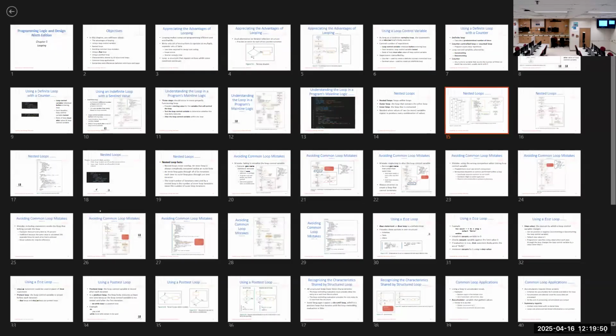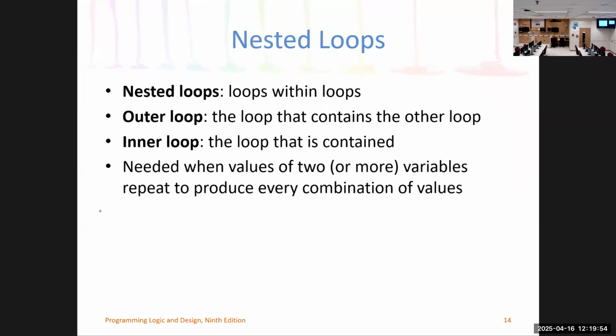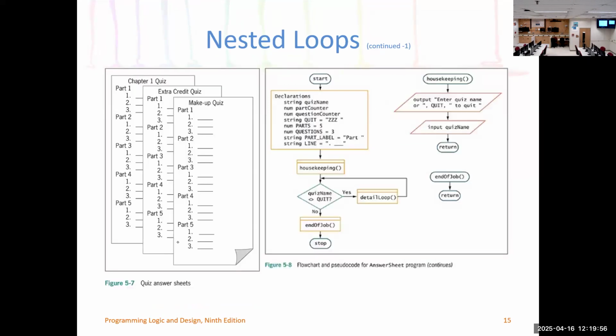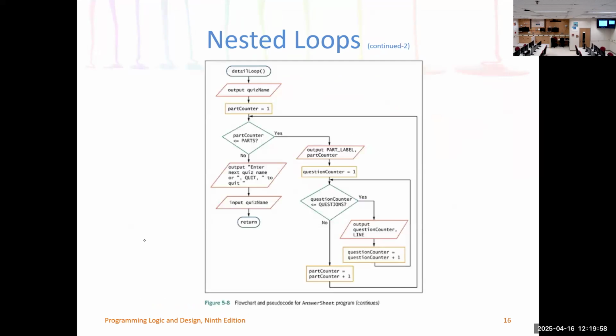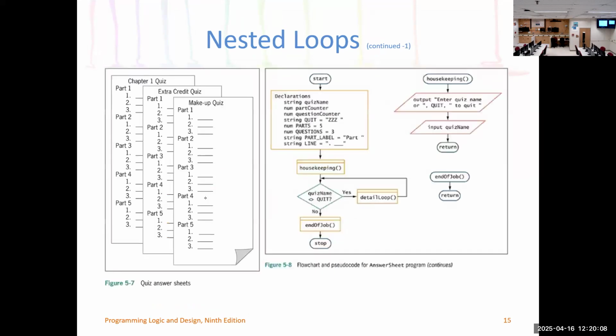That's the case of, sorry, where? This one, right? This one. Okay. Nested loop here, right? So think about this one here, right? You see, you have the output quiz name here, part counter number 1 here, right? You see, that is kind of the detail loop, right? You see, the outer loop here means you do it for multiple quizzes until you enter ZZZ here.